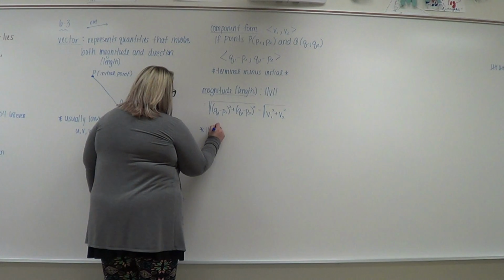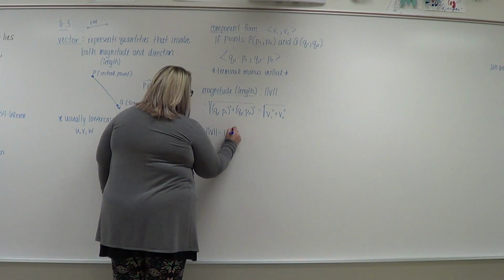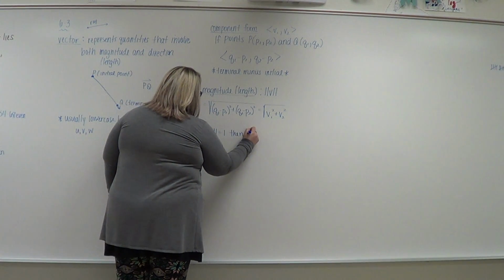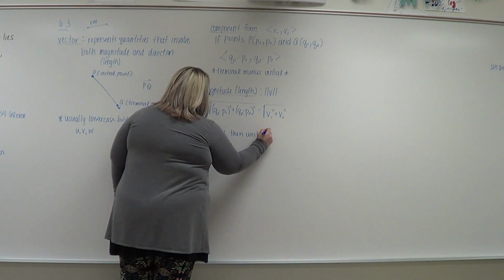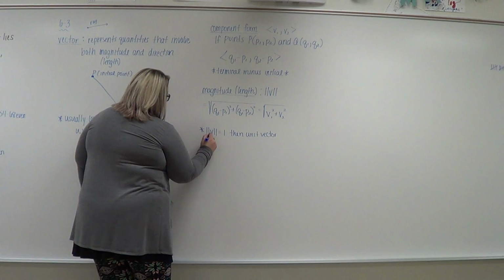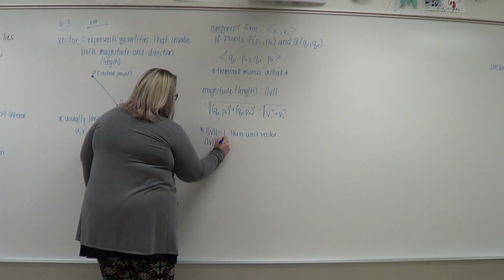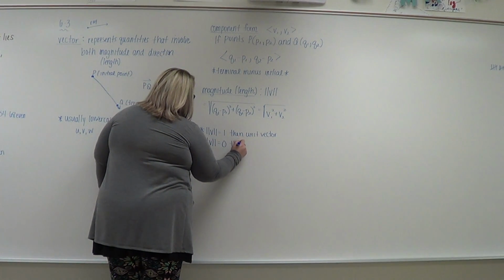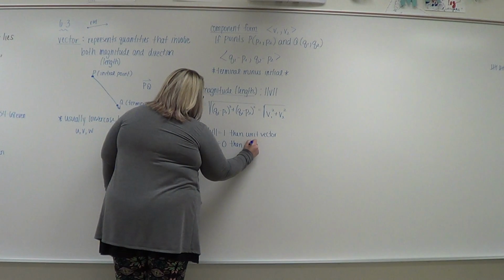And if the magnitude is 1, then it's a unit vector. Okay. And if the magnitude is 0, then it's the zero vector.